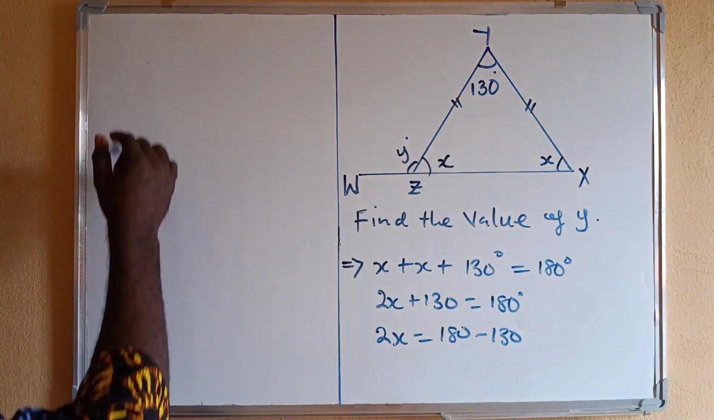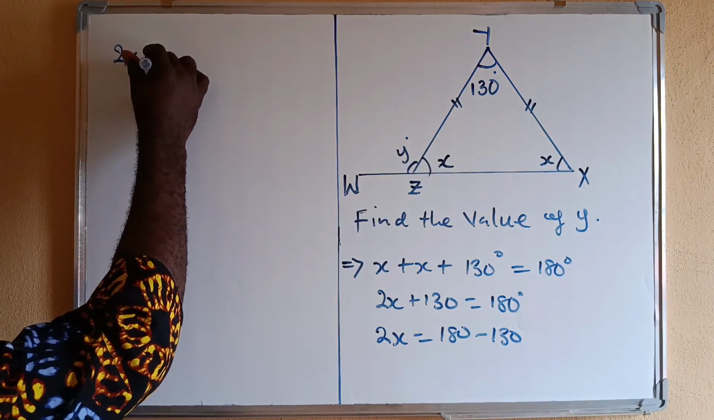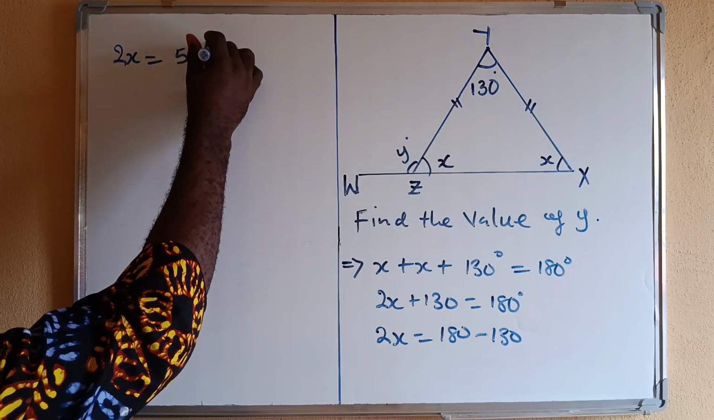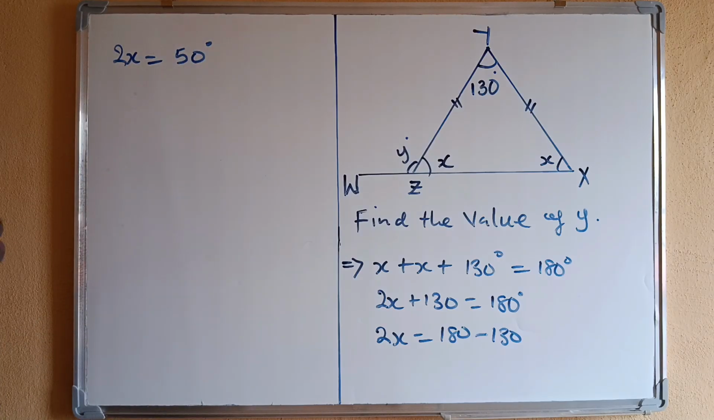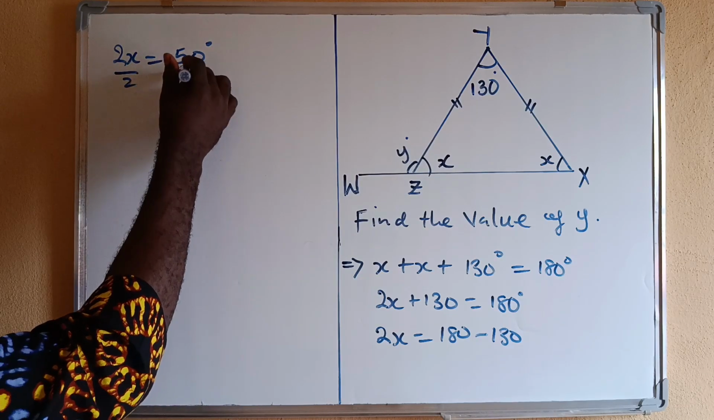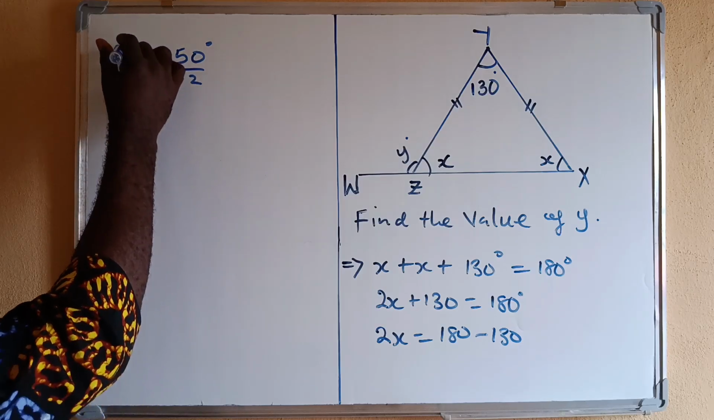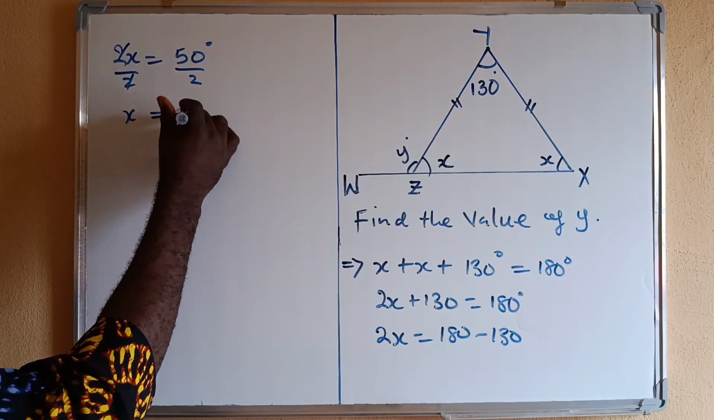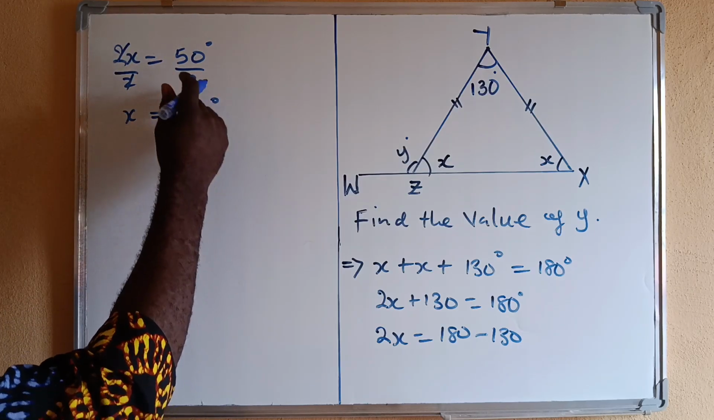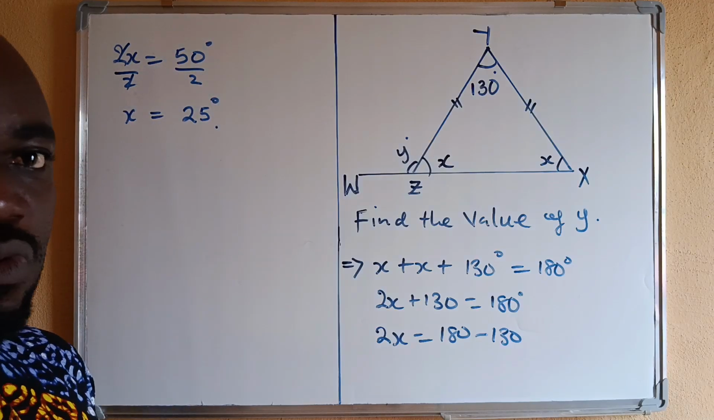So let's continue this way. My 2x will be 50 degrees. So I divide both sides by 2. So this will be 2 and this will be 2. So this takes this down. So my x will be 25 degrees, 50 divided by 2.